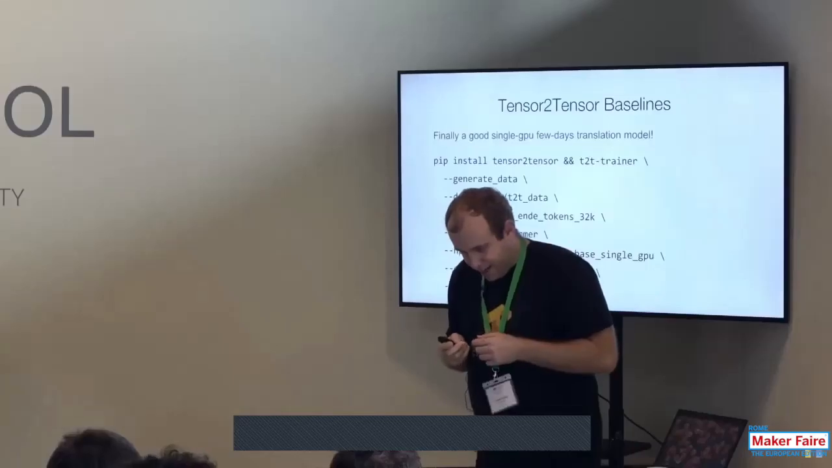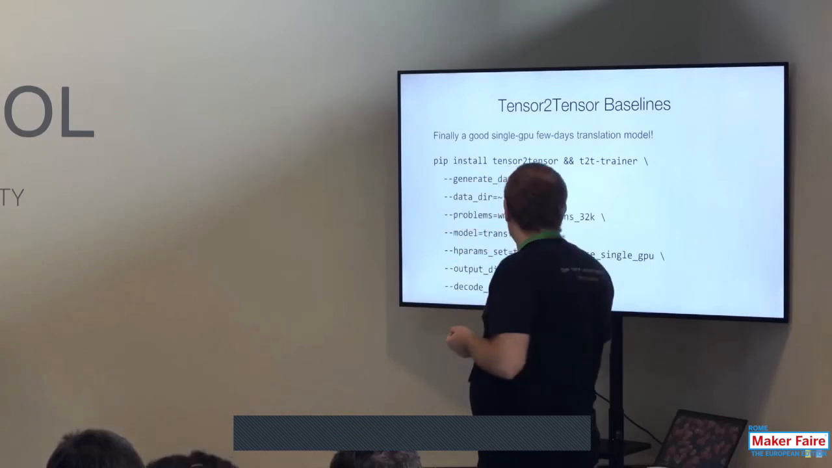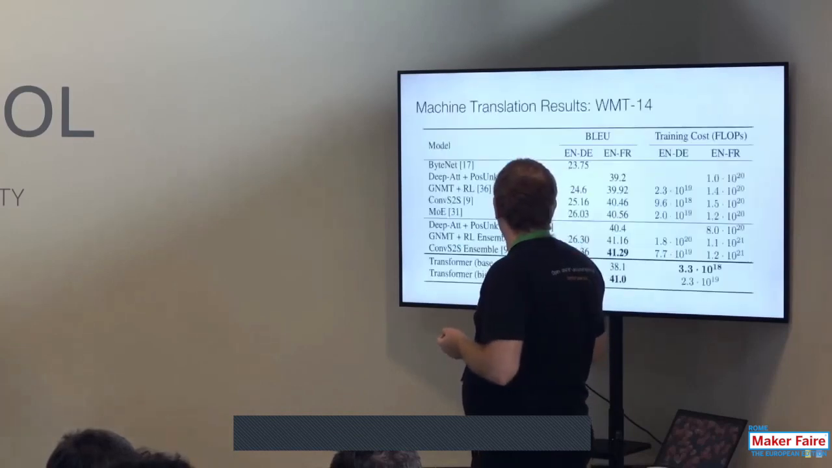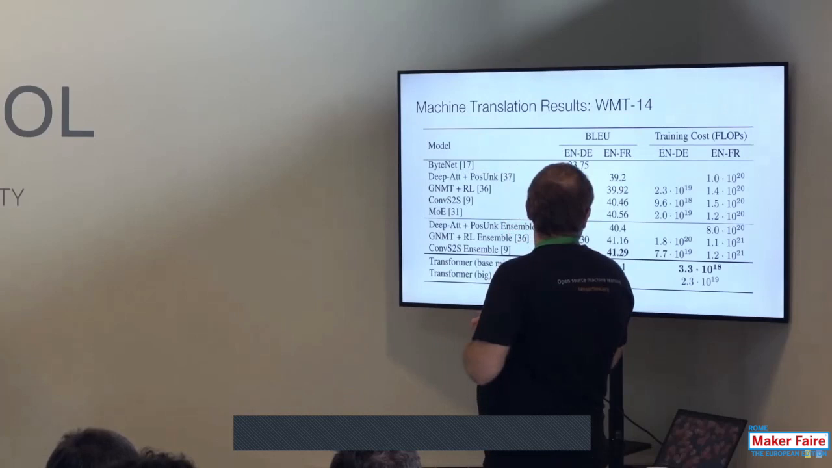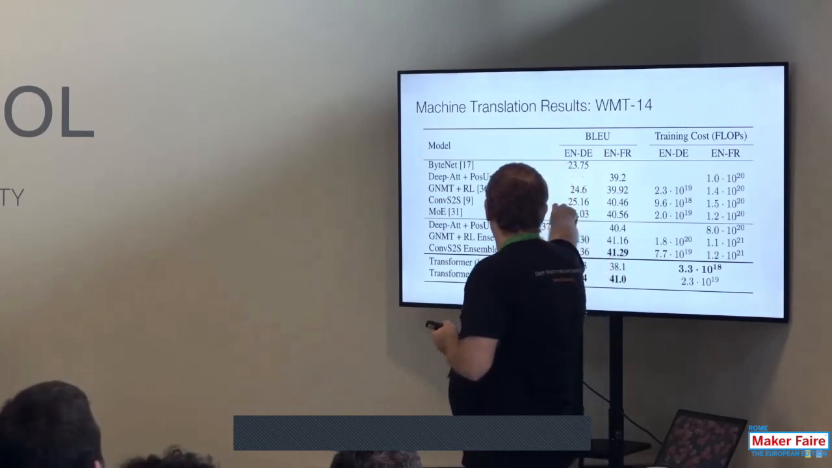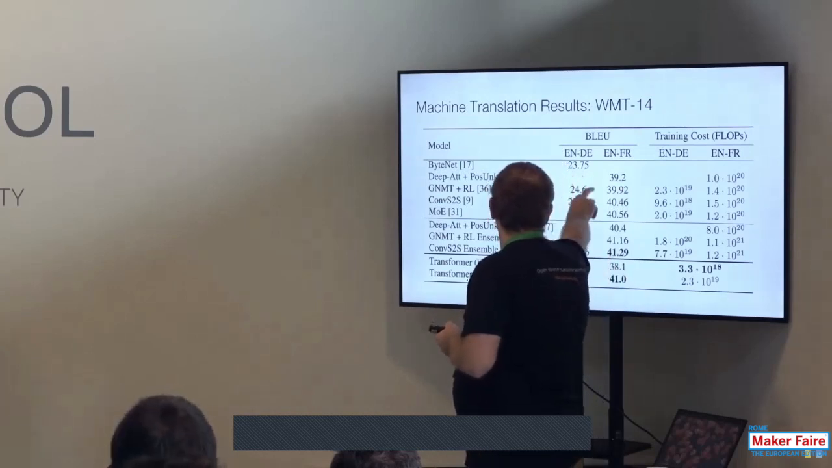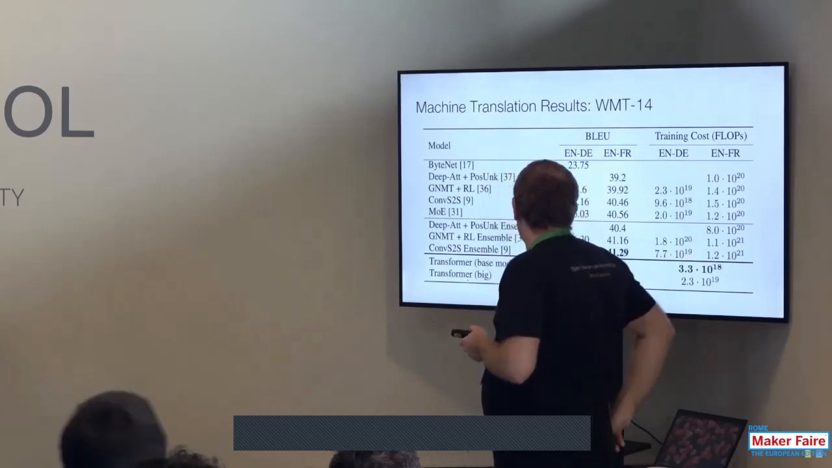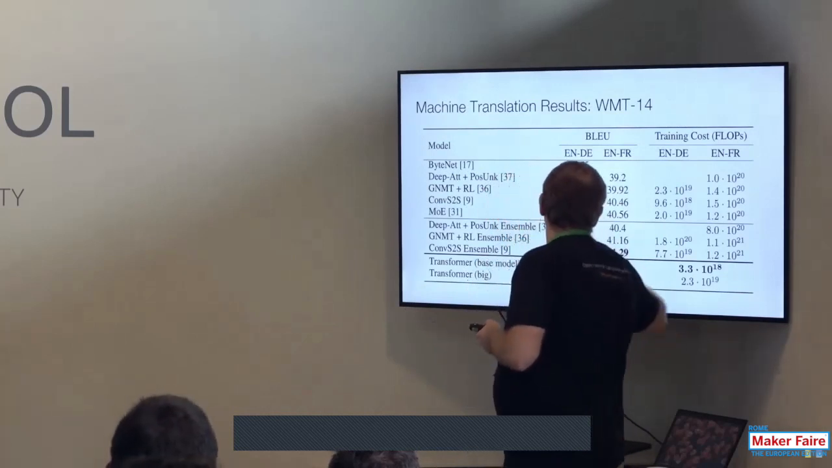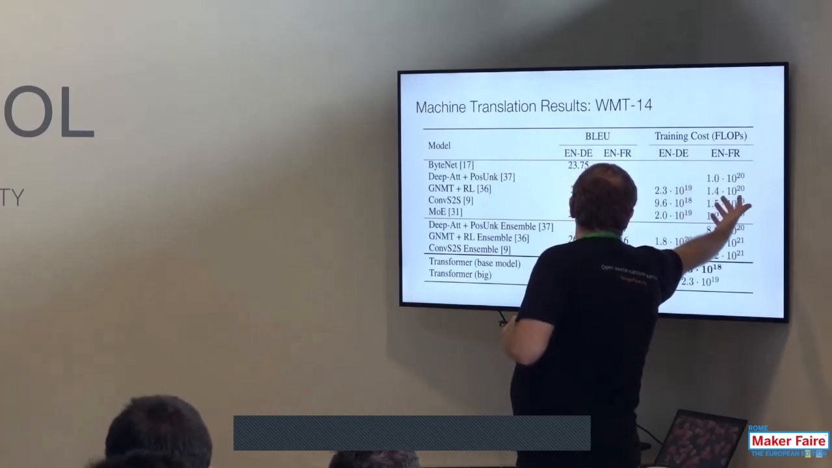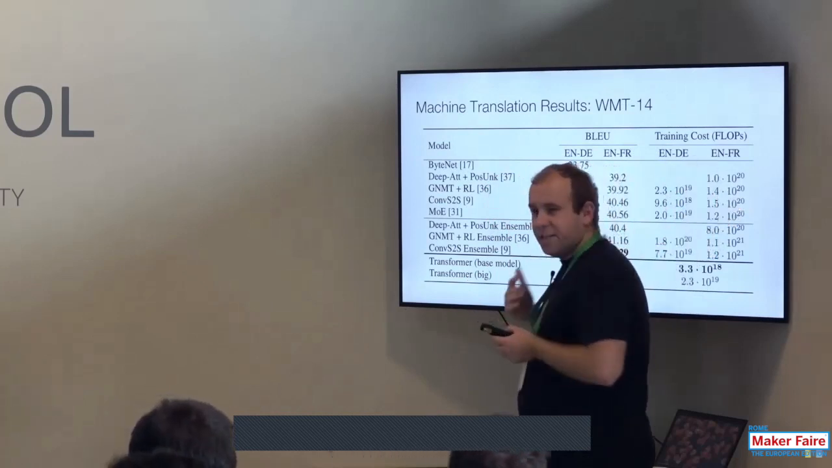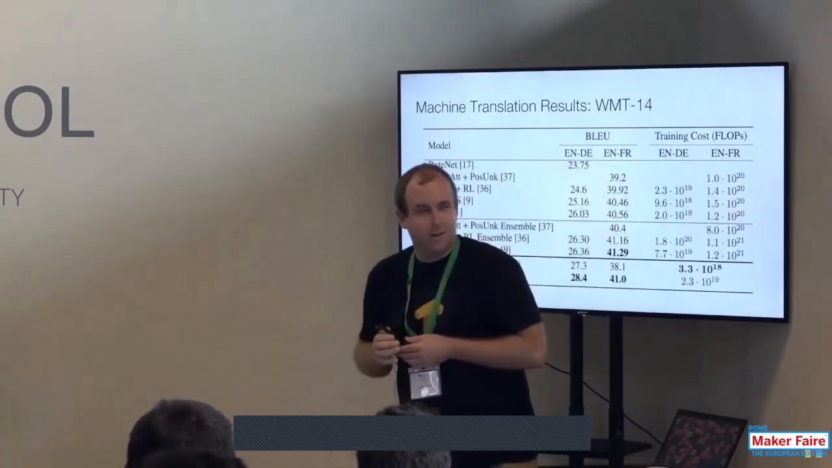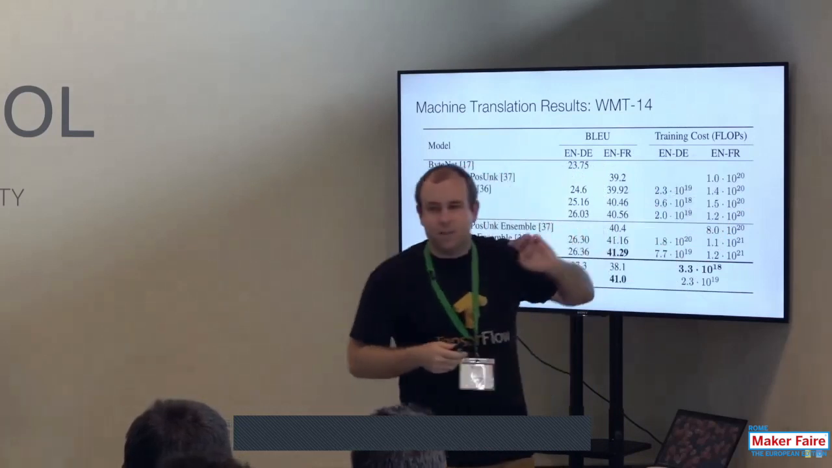And you can run it on translation. So for example, this one, that's the model that's in Google Translate currently. It has a fair cost of training. Like 10 to the 20 is not that little.